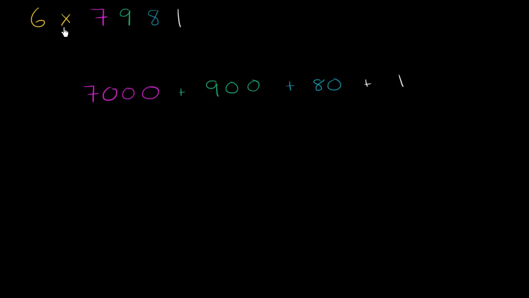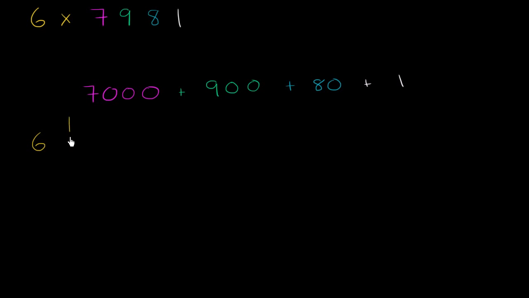And so multiplying 6 times 7,981 is the same thing as multiplying 6 times 7,000 plus 6 times 900 plus 6 times 80 plus 6 times 1. You'd essentially distribute the 6. And to help us keep track of things, let me draw a little grid right over here. So this is the 6.